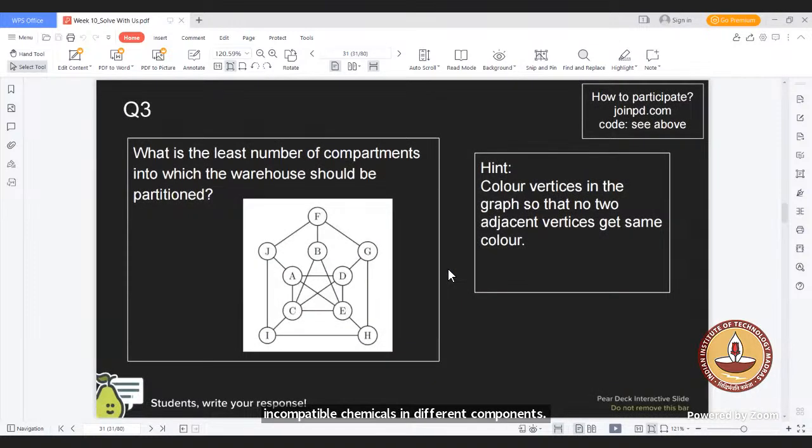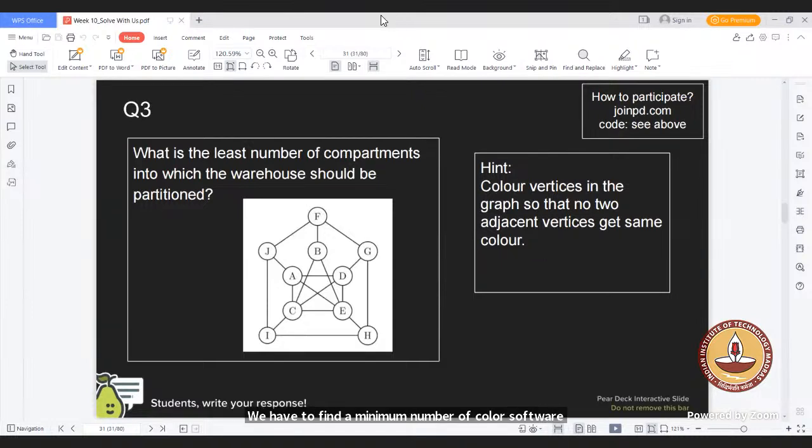So we'll see the follow-up. What is the least number of compartments into which the warehouse should be partitioned? There is also a hint given: color the vertices in the graph so that no two adjacent vertices get the same color. Okay. So try to color this one and tell me how many colors are required. I mean, what is the total number of colors required? We have to find the minimum number of colors required.